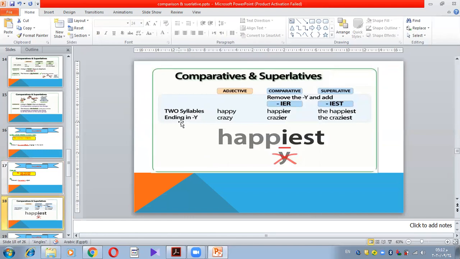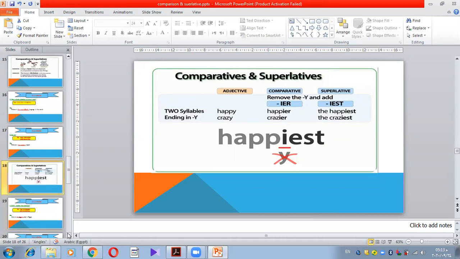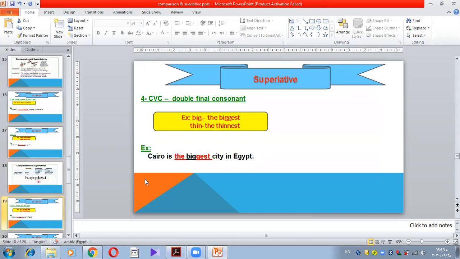Two syllables ending in Y, happy, crazy, okay? So we remove the Y and add I. So here, happier, crazier, with the superlative, the happiest, the craziest. We never leave the Y. We remove the Y and replace it with I. Don't forget, okay?